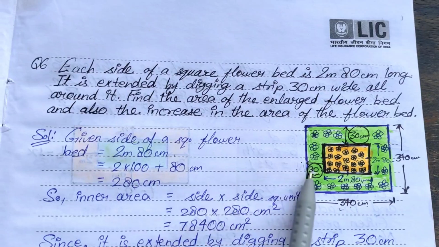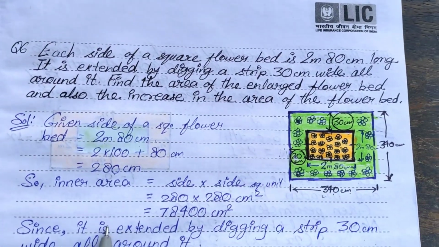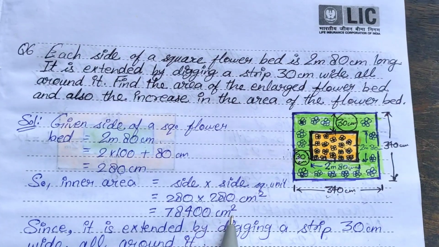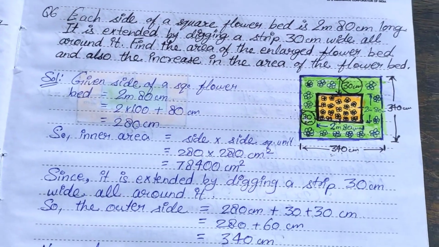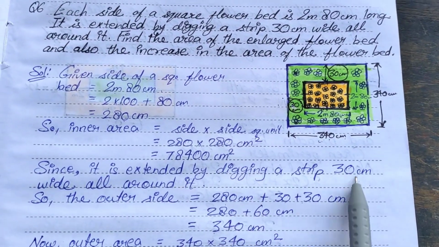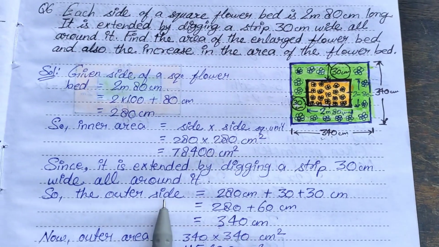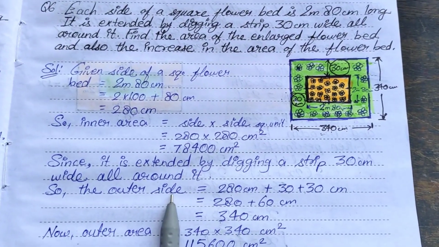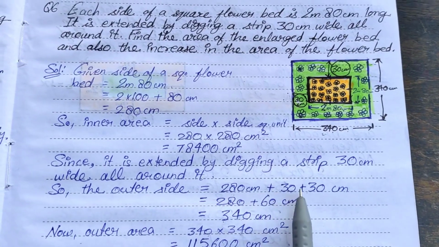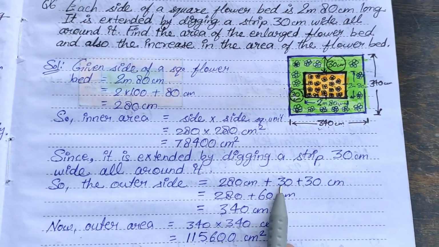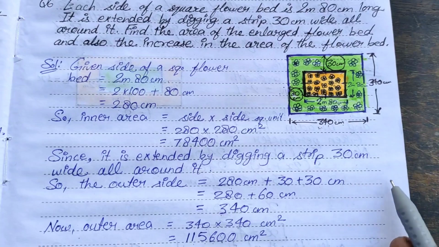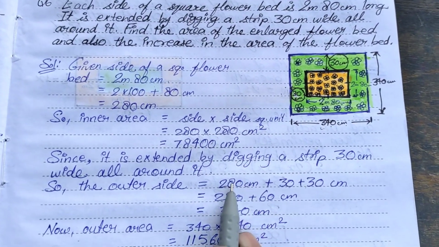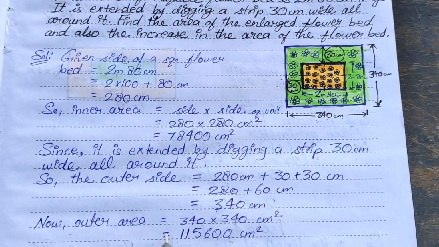So the inner area, or say the initial area, is side into side, which is 478,400 centimeter square. Since it is extended by digging a strip 30 centimeter wide all around it, the outer side goes like 280 centimeter plus 30 plus 30, because 30 centimeter to the left and 30 centimeter to the right. So we have to add all the distance to the initial side, and we have 340 centimeter.